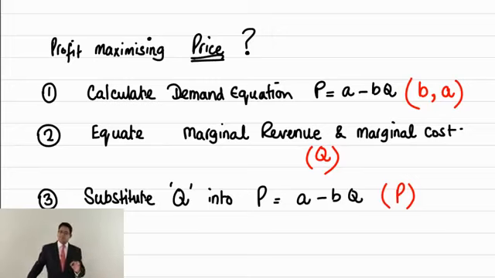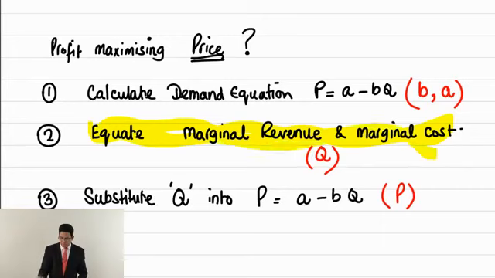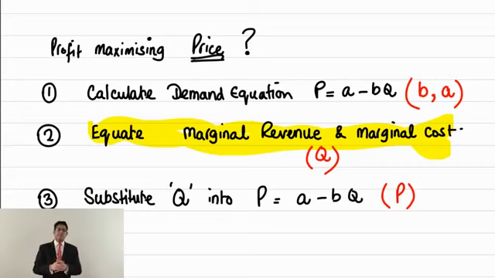We've seen the demand equation already, so let me spend some time to understand equating marginal revenue and marginal cost. Okay, first of all, what are they? Marginal revenue is the incremental or additional revenue when we sell an additional unit. And marginal cost is the variable or incremental cost when we produce an incremental or extra unit.